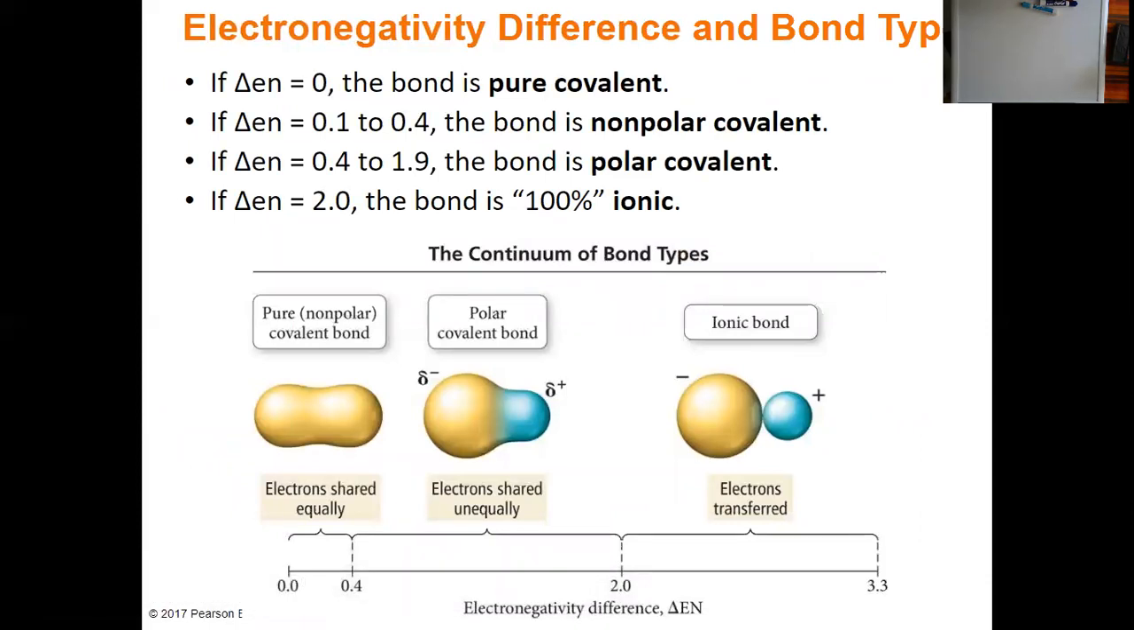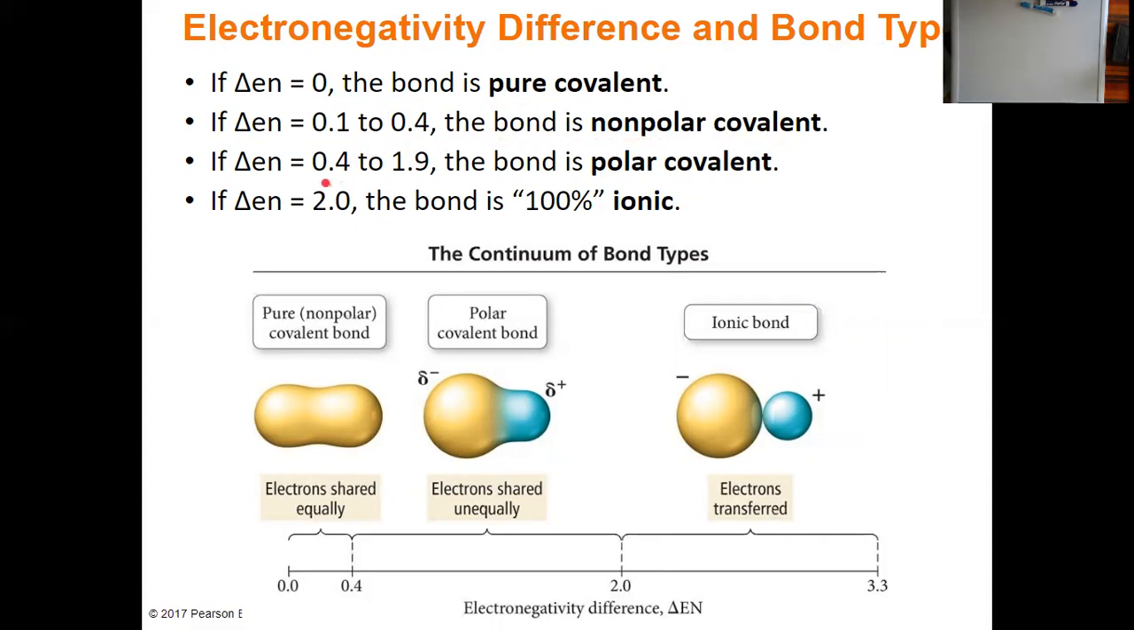This is the breakdown of the types of bonds. If you have an electronegativity difference between two things of 0, that bond is called a pure covalent bond. If you have an electronegativity difference between 0.1 and 0.4, that bond is a nonpolar covalent bond. It's not a pure covalent bond because there are really small amounts of electronegativity difference going on, but it's still not a big enough difference for it to be considered polar.